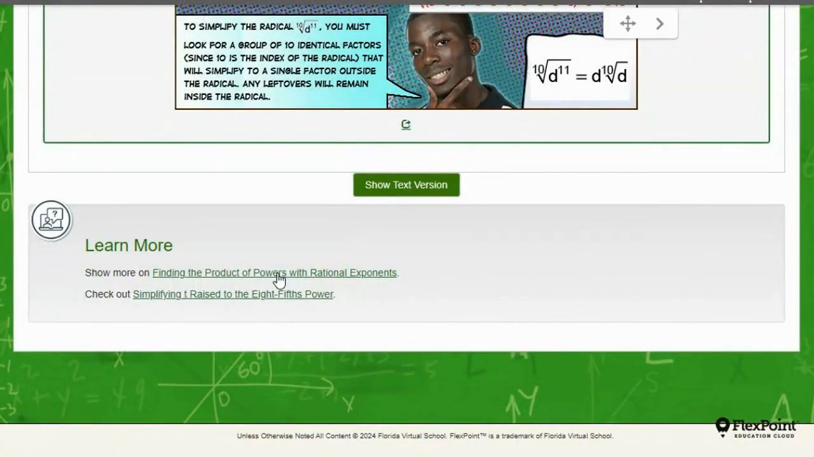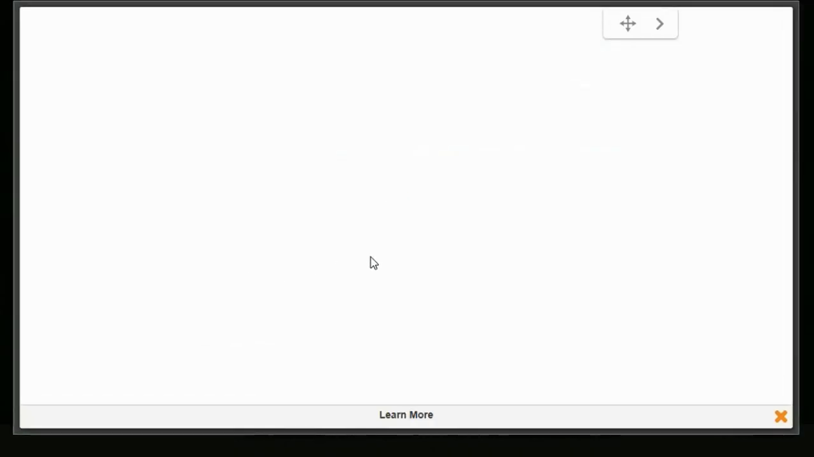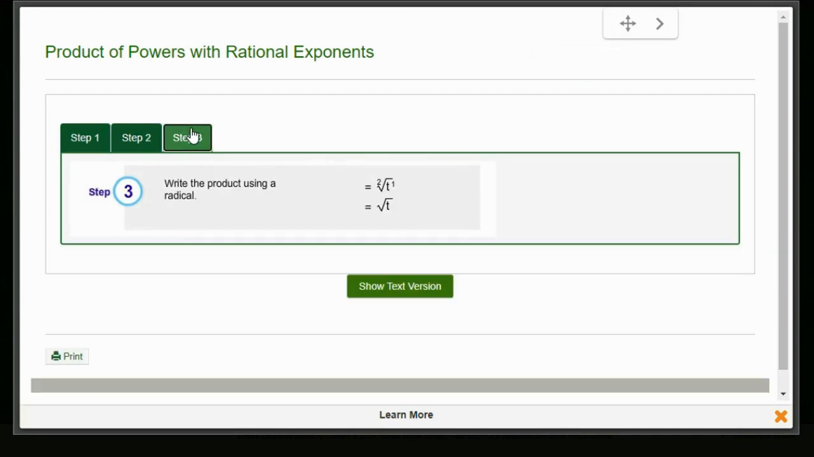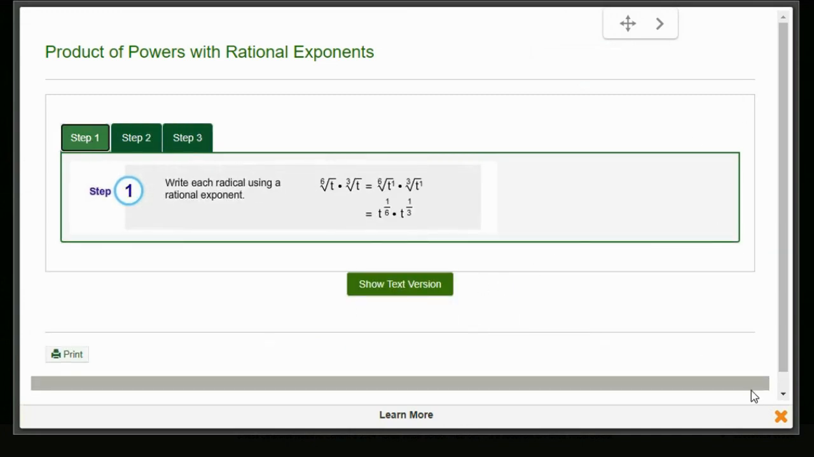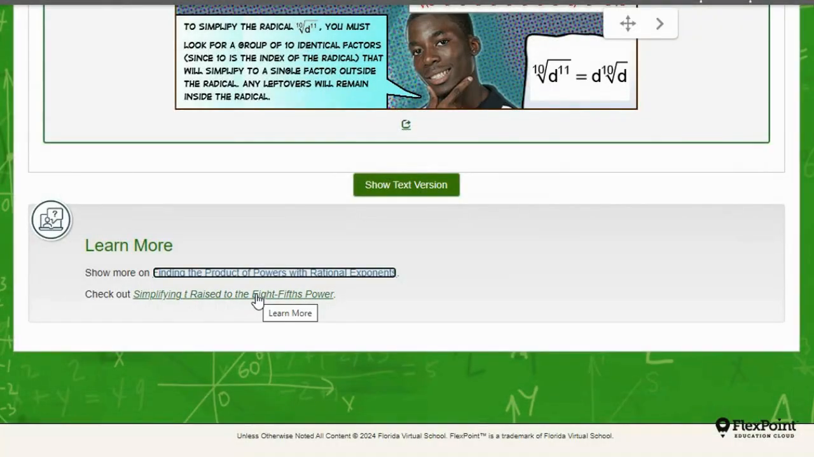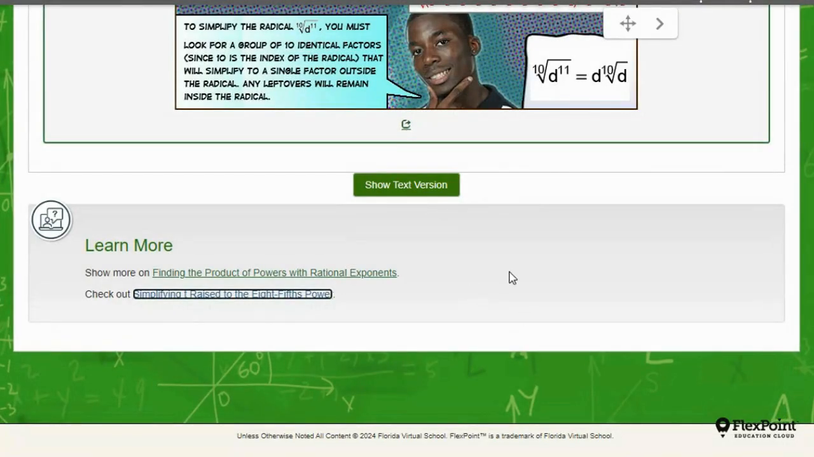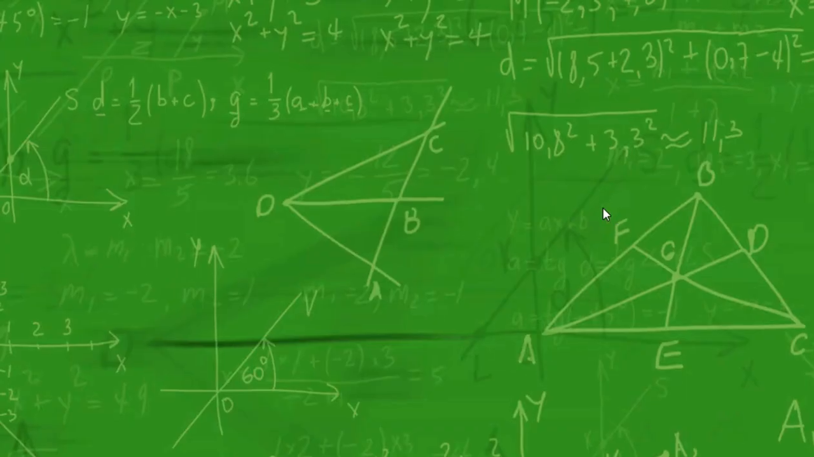All right, show more on finding the product of powers with rational exponents. So here's another example. Got the 3 steps if you need another example to go through. Check out simplifying t raised to the 8/5 power. So again, that's more than 1 as well. 8/5 is larger than 5/5. So it ends up t times the 5th root of t to the 3rd power. Because you could pull out that 5/5 as just a t. 5 divided by 5 is t to the 1st power. All right, that was all page 1.